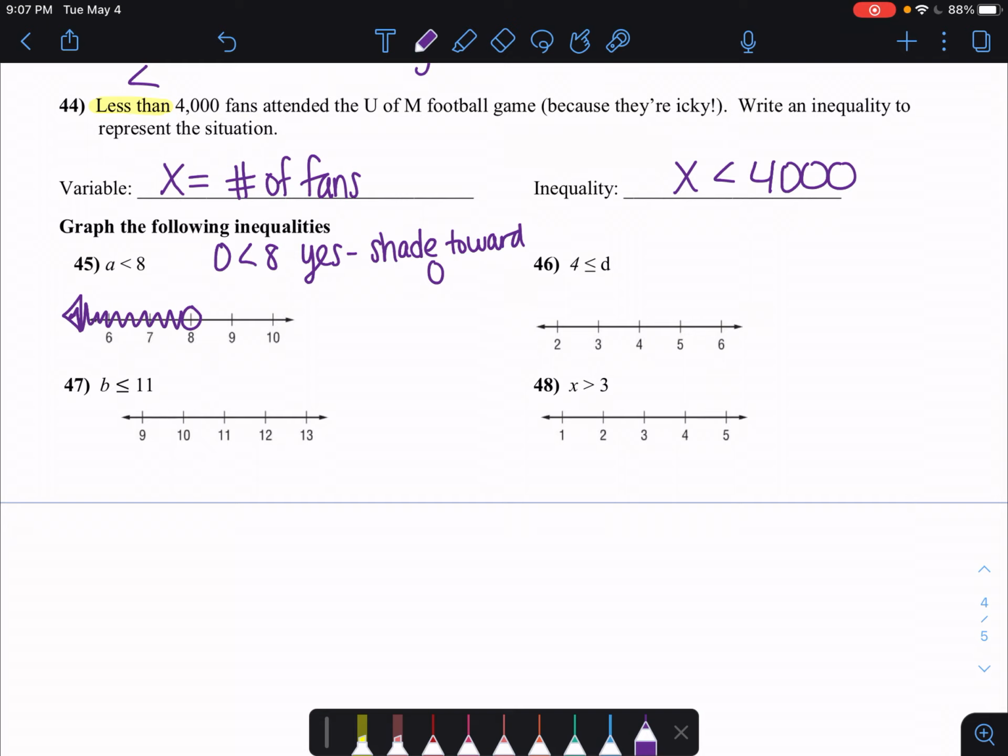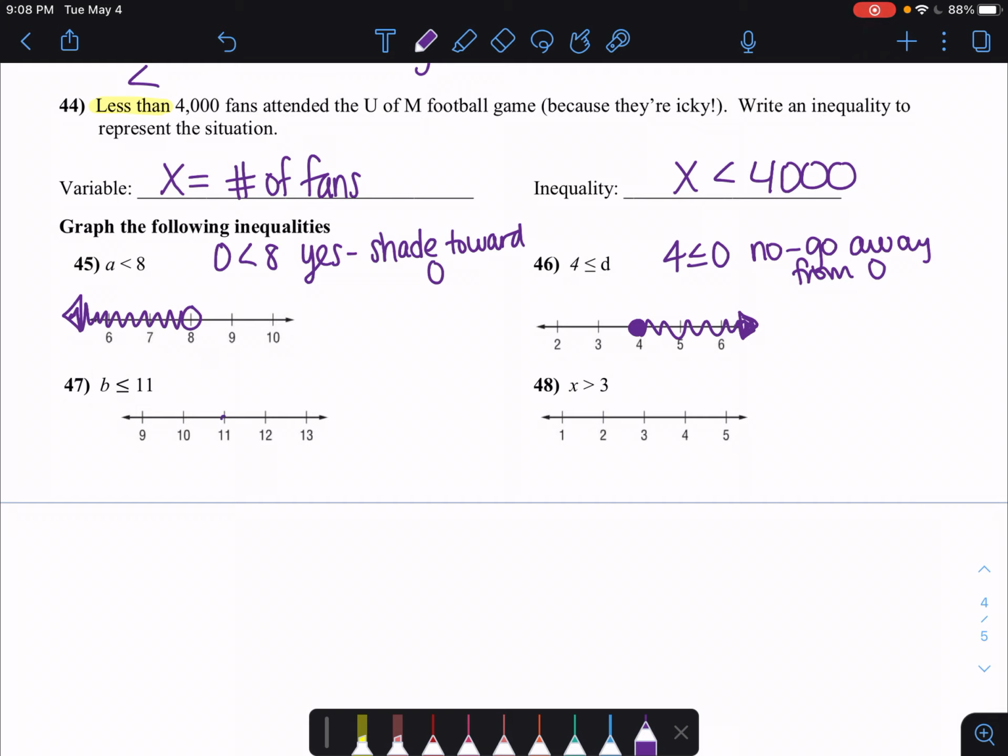In number 46, I'm going to have a closed point over the number 4, and then I'm going to check 0. So 4 is less than or equal to 0 is a no, so I'm going to go away from 0. That's going to be to the right. Okay, so if 0 works, you go to the left in the first one, and if 0 does not work, we go to the right in the second one.